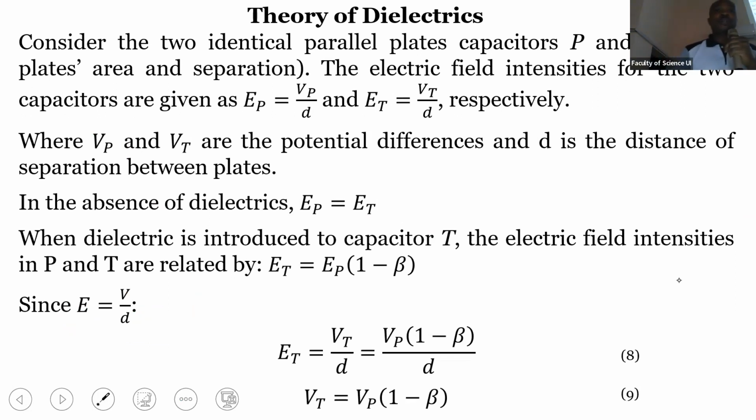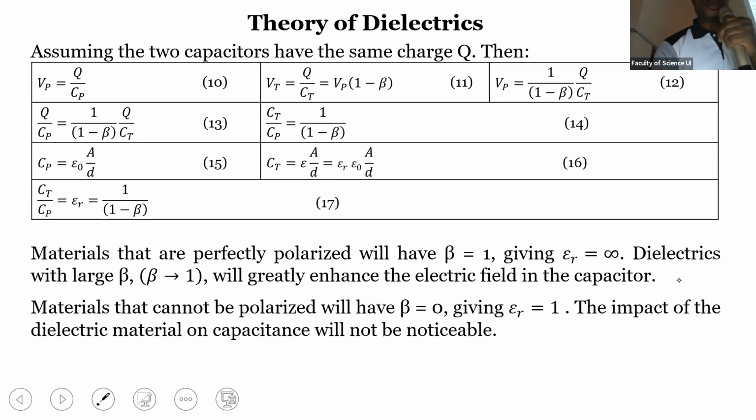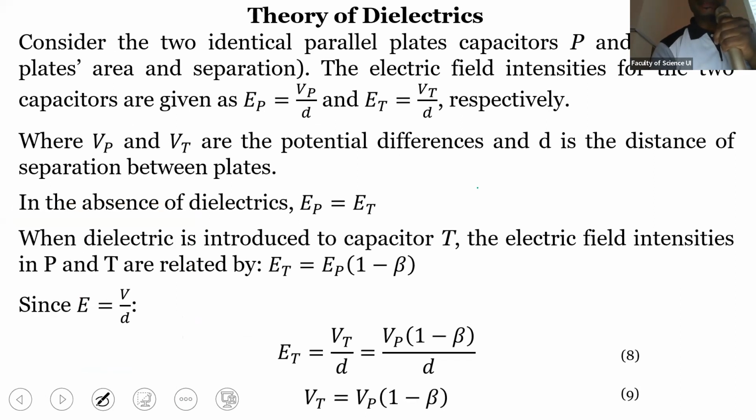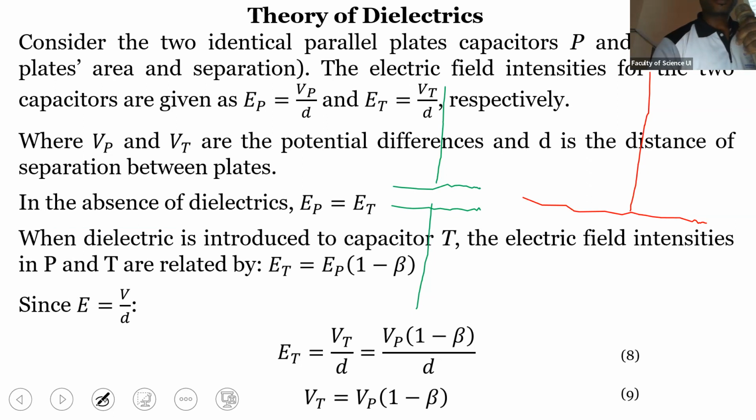So now if we imagine two identical parallel plate capacitors, P and T. They are identical because they have the same area, the same distance of separation, and the same dielectric in between them.